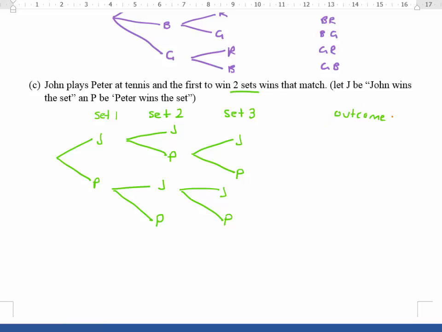So my outcomes now are John, John. That's the first branch of my tree. Then I've got John, Peter, John. So J, P, J. And I've got J, P, P. And then I've got P, J, J. And then P, J, P. And P, P. And these are all of the outcomes. And that's how easy probability trees are. Thanks for watching.